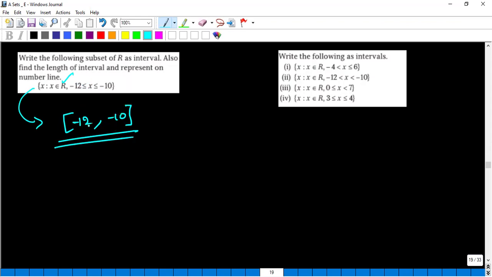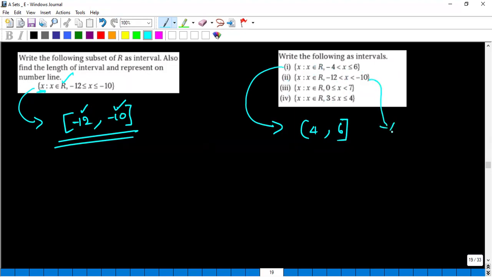So whatever numbers are there between minus 12 and minus 10, all those values we can take in the place of x, including minus 10. Then what is the solution for this? x value must be in between minus 4 and 6. But 4 is not included here, so I will take an open bracket, and 6 is included, that's why a square bracket here.